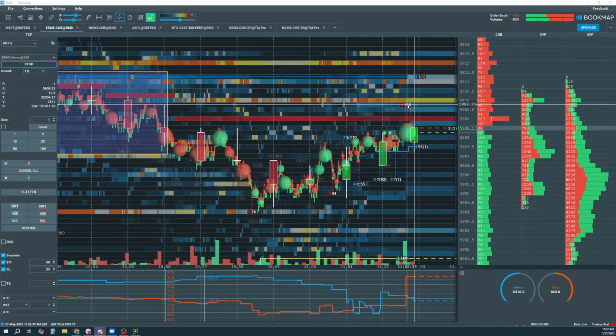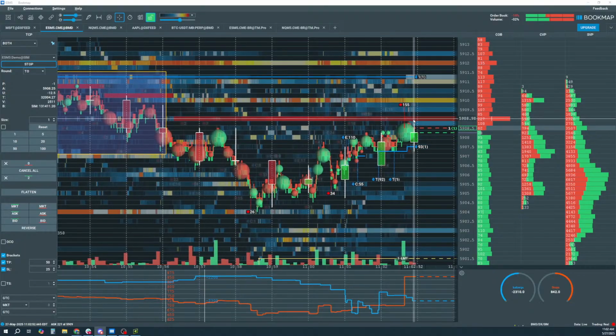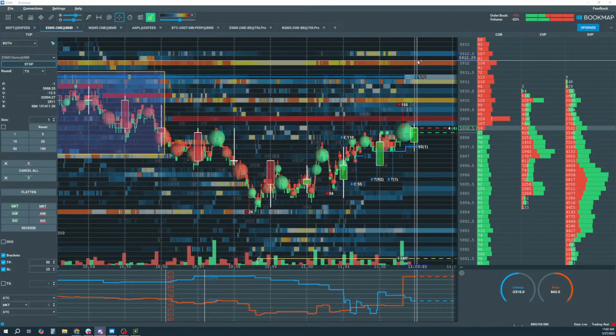Here's a stop run here. We still have that high liquidity at 09. Okay, that's kind of keeping me in the game here.